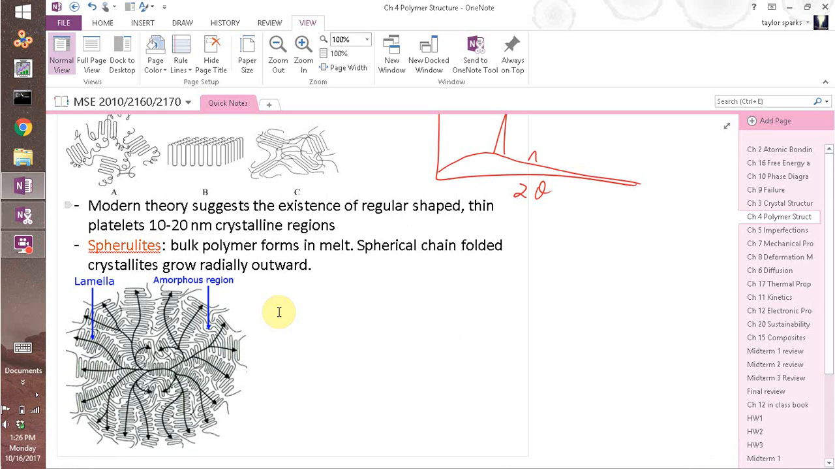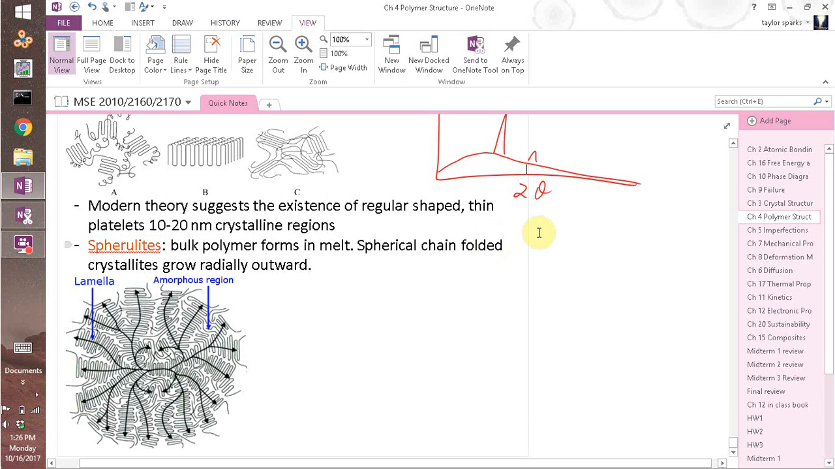So if you hear people discuss spherulites of polymers, they're talking about the overall polymer, which includes both crystalline and amorphous regions. There's some evidence to suggest that these things grow radially outwards, so they're kind of bead-shaped things. I think that's all we have to say about polymers. Any questions I can answer about polymers before we move on?